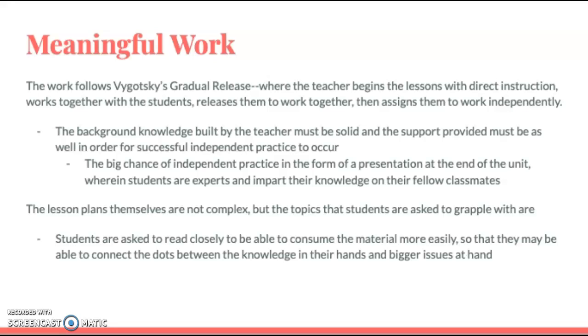The big chance for independent practice comes in the form of a presentation at the end of the unit, wherein students are experts and impart their knowledge on their fellow classmates. The lesson plans themselves are not complex, but the topics that the students are asked to grapple with are: students are asked to read closely to be able to consume the material more easily so that they may be able to connect the dots between the knowledge in their hands and the bigger issues at hand.